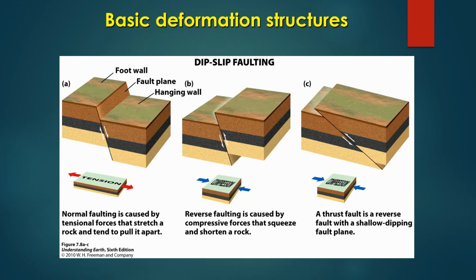Now let's talk about the basic deformation structures. Folds and faults are basic deformation structures that geologists map to understand crustal deformations. A fault is a surface across which rock formations have been displaced. The surface is also called the fault plane. There are different types of fault, classified based on the dipping angle of the fault plane and the slip direction.